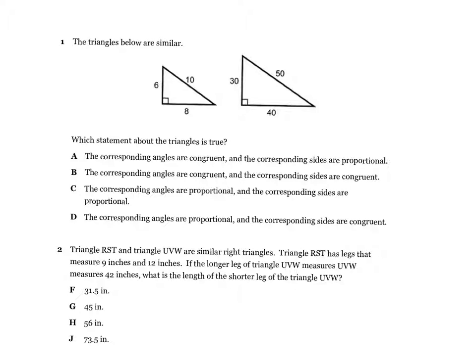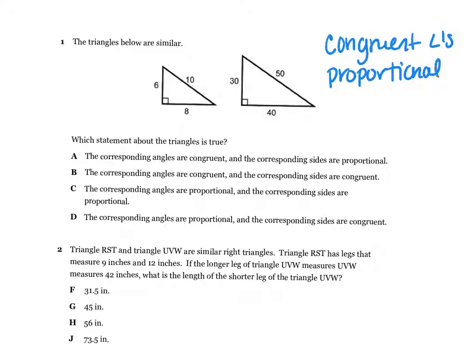Okay, so number 1 says the triangles below are similar. Which statement about the triangles is true? So when we talked about this, we said that similar triangles have congruent angles and proportional sides. That means their sides get bigger or smaller, okay? So congruent angles means this angle and this angle are equal, this angle and this angle are equal, and this angle and this angle are equal. Congruent means equal. Proportional means scaled up and scaled down.